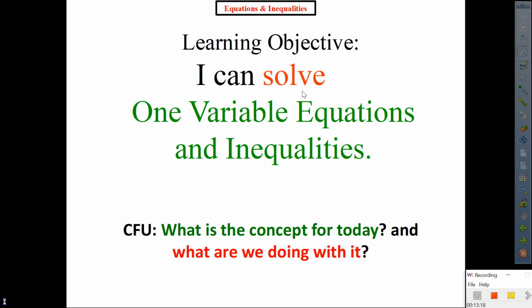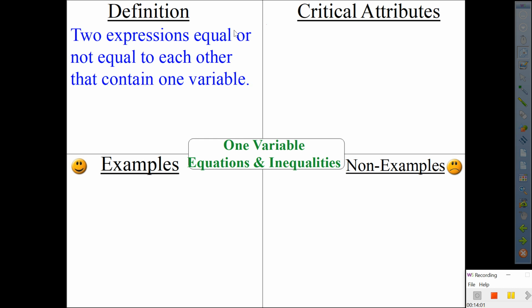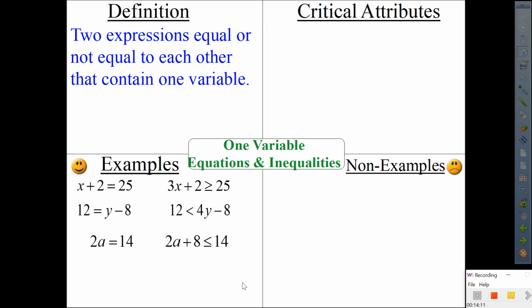What are we doing? We're still solving. Okay? So last week I gave you guys a Freyer model. Did I not give you this already? You don't need to copy this again. So what do we have? One-variable equations and inequalities. And what are they? Two expressions that are equal or not equal to each other. Examples. We got all these 8 examples that I gave you.